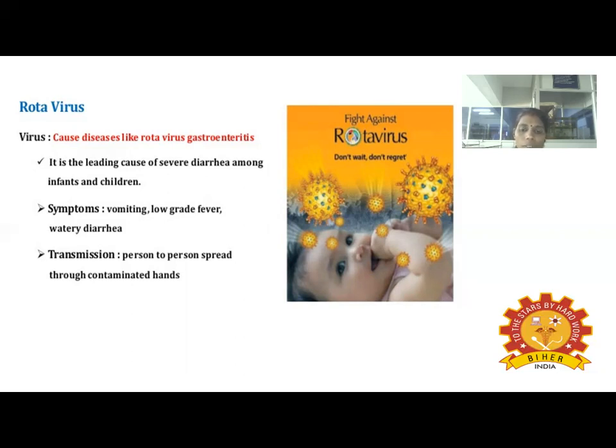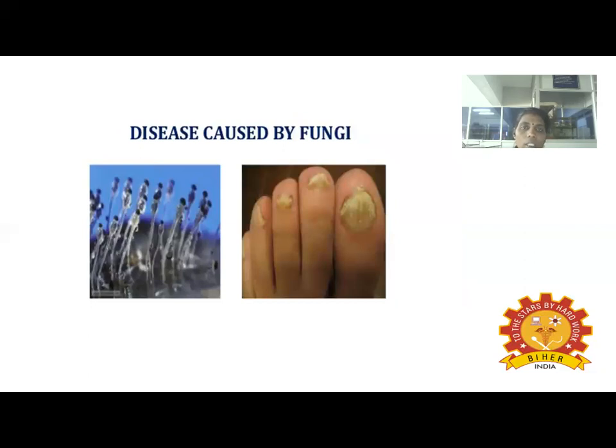Next is a disease caused by fungi. You can see in most human beings the toenails will look like this. This color, instead of a normal nail, is because of a fungal disease.